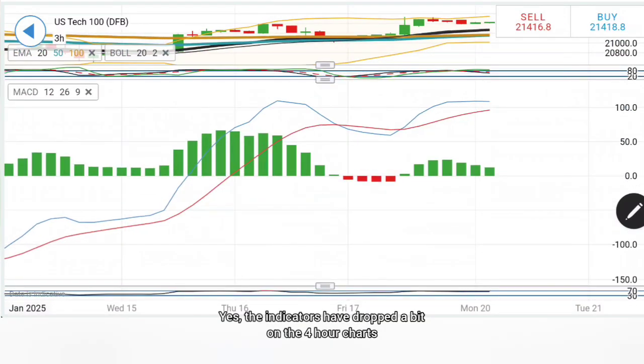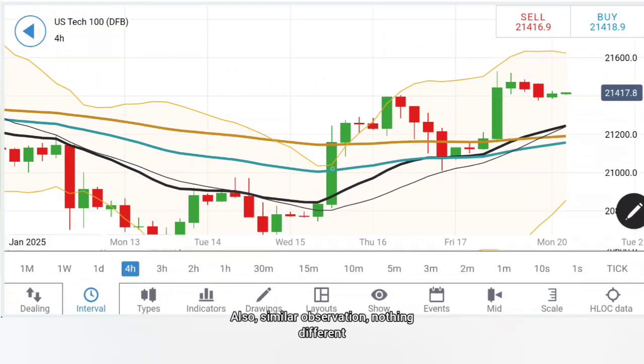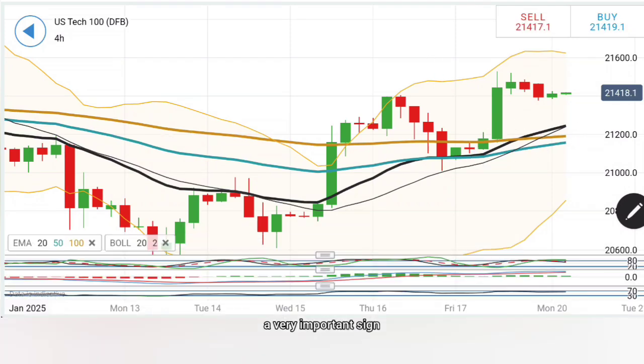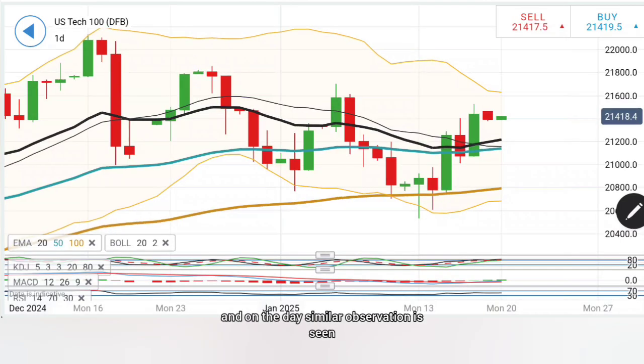Yes, the indicators have dropped a bit. On the 4-hour charts, also similar observation, nothing different. The crossover in the moving averages is a very important sign. It is a good bullish sign here. And on the day, similar observation is seen.